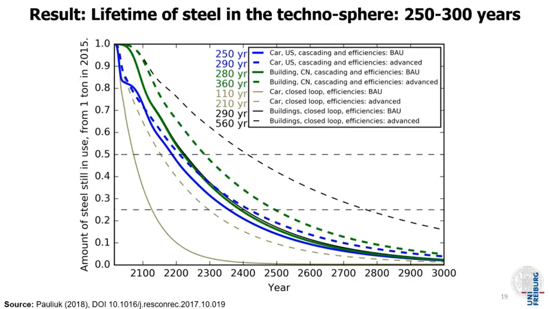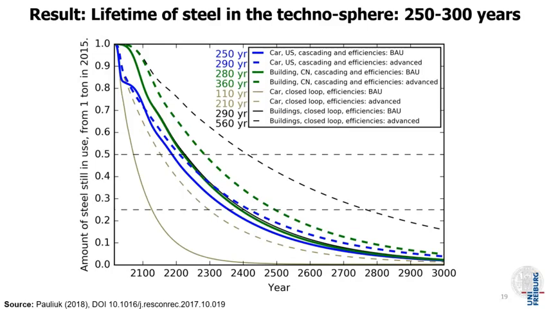We can extend the steel cycle model for even longer times. Here I had a dynamic MFA model running until the year 3000, so 1,000 years from now. Keeping steel cycle parameters constant, we see the slow decline. So it's an extrapolation of the curves from the previous slide. We see the slow decline of the in-use stocks of steel, of originally 1 ton, over time.